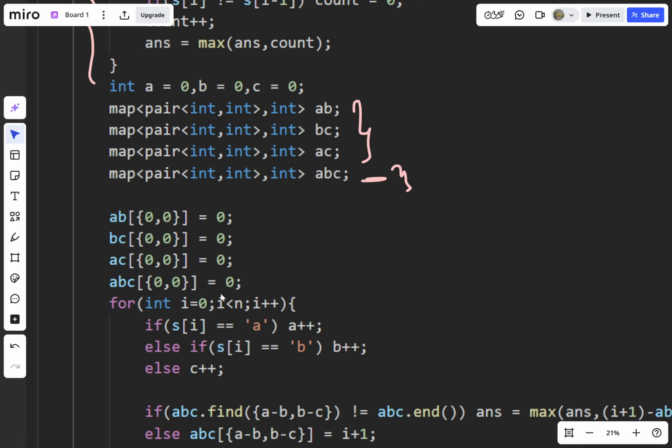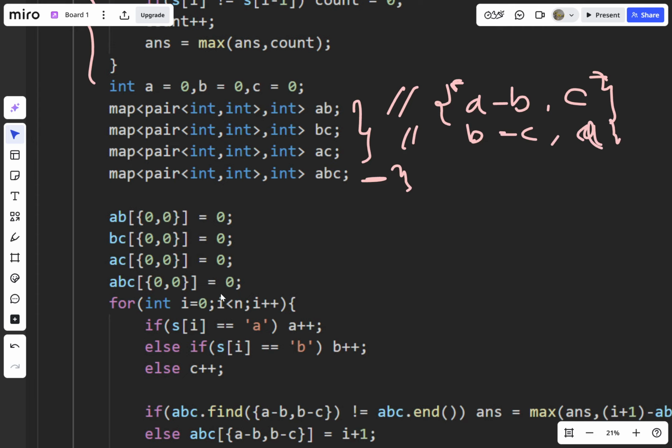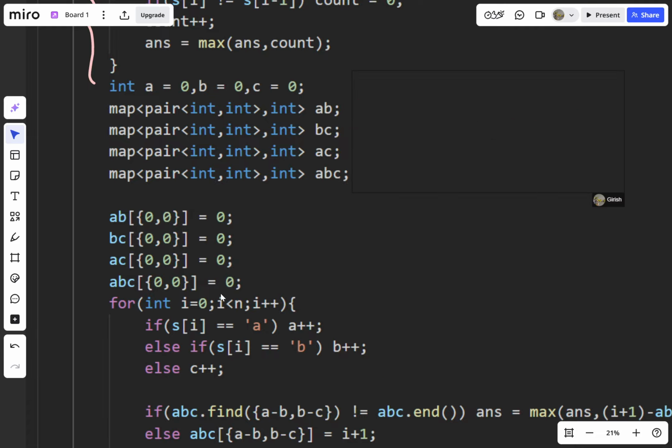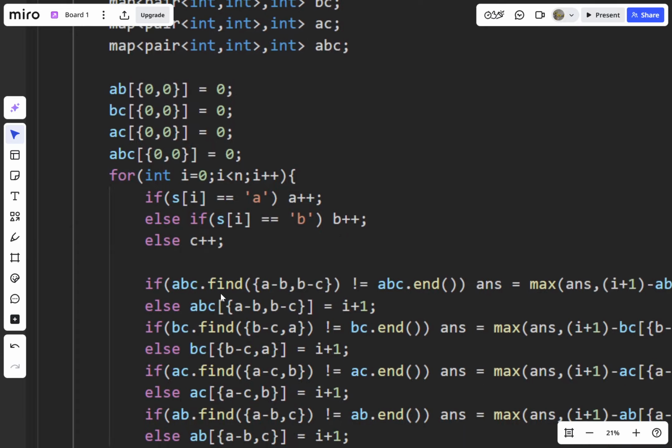Then in the pairs we are storing here the A minus B and the pair of A minus B and the count of C. Then here B minus C and count of A we can store. So you can do it by storing any of the differences. And this difference will go on for every cell, for every character or every index.